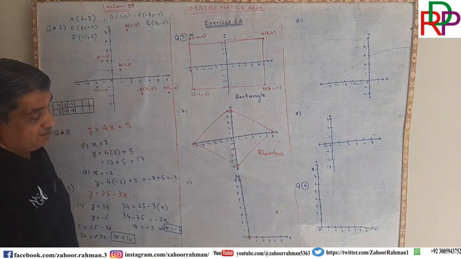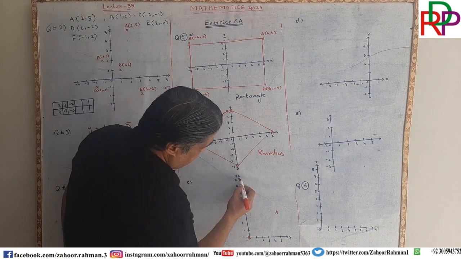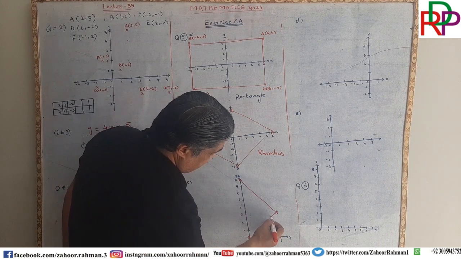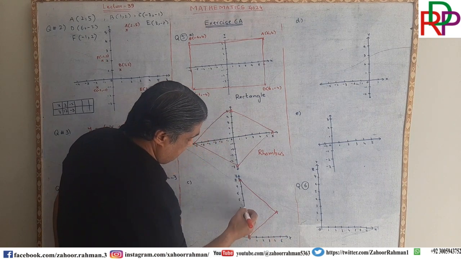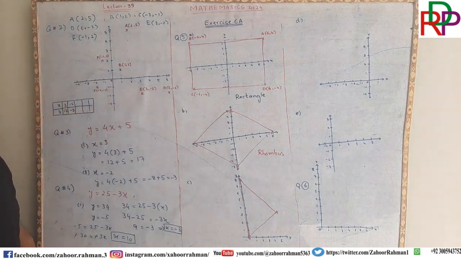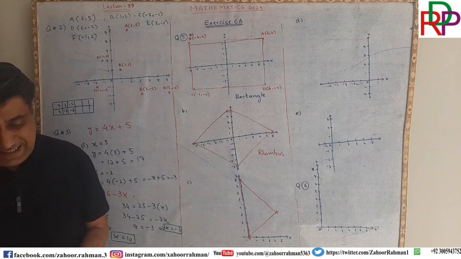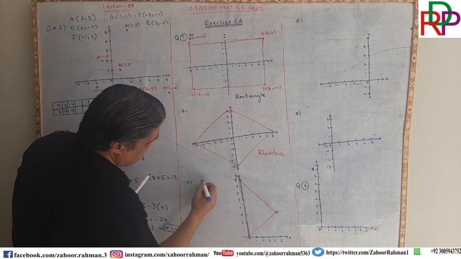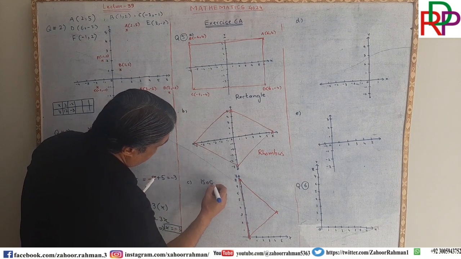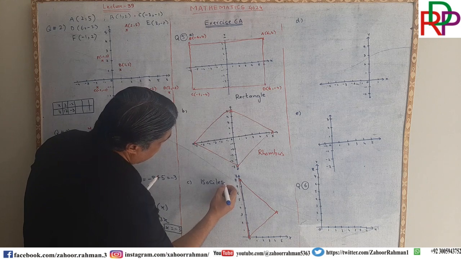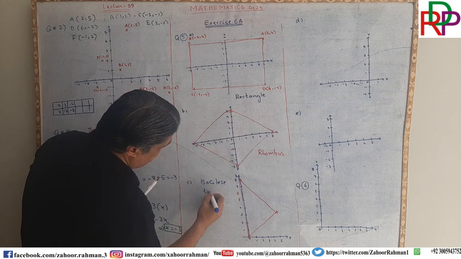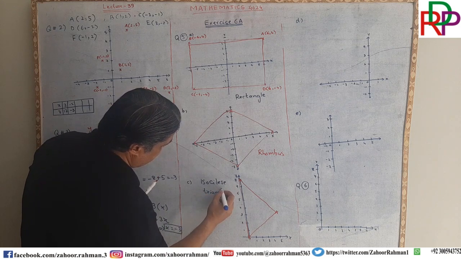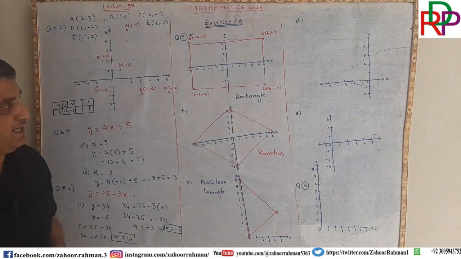here. So it means when I connect these points with each other, it is an isosceles triangle. Remember these things. Isosceles triangle.